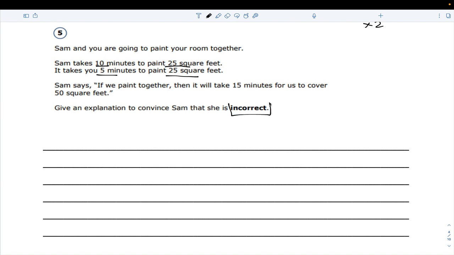They tell me this is wrong. It is incorrect. We want to prove to them why they're wrong. Get us started, Jameson. The main reason is because you don't add time in that way if you're both doing it at the same time, if you're both painting at the same time.